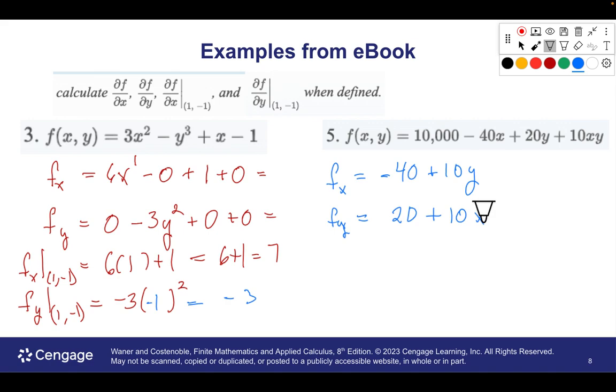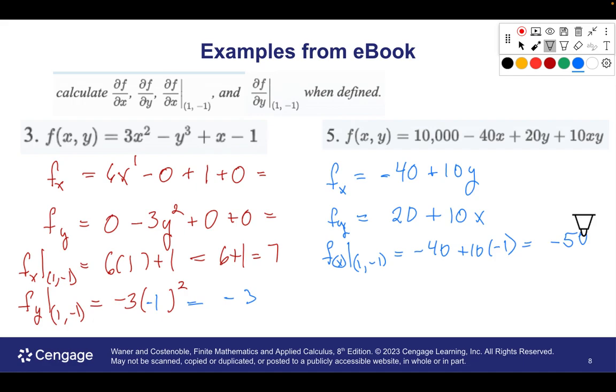Beautiful. That's one of the more challenging ones, because we've got x and y multiplying. But so we still got them left. Now when we go with x and we want to find it at 1, negative 1, and again, we could do it at any point, we take our negative 40 plus 10, but now notice there's no place to put the x. There's only a place to put the y. And so this is negative 40. 10 times negative 1 is negative 10. It's going to be negative 50.